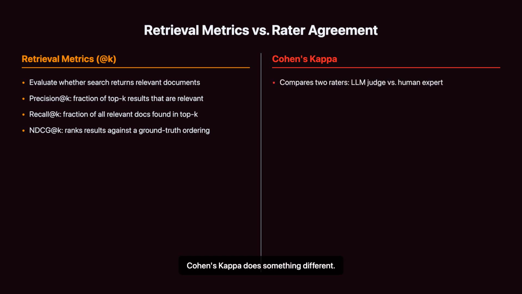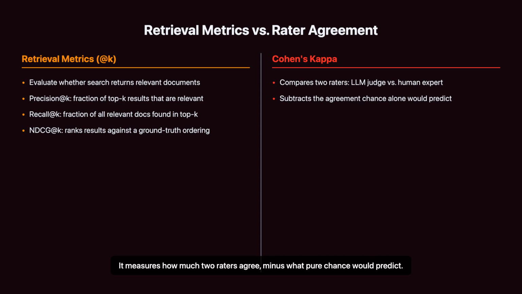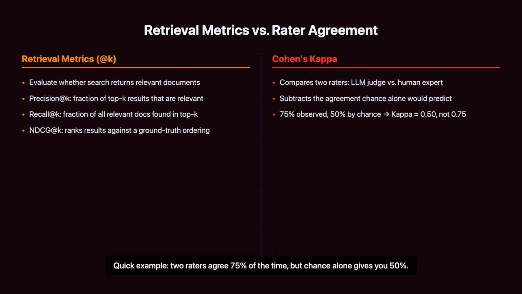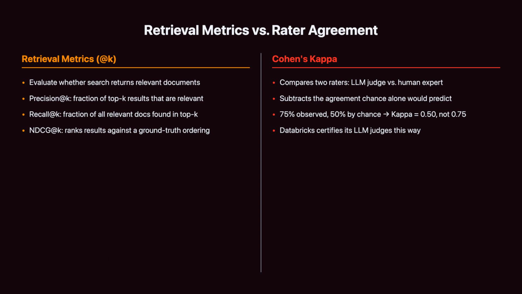Cohen's kappa does something different. It measures how much two raters agree, minus what pure chance would predict. Quick example, two raters agree 75% of the time, but chance alone gives you 50%. Kappa strips out that noise. Databricks uses this exact metric to certify that their LLM judge matches human experts. The exam rewards knowing the difference: search quality versus rater agreement.